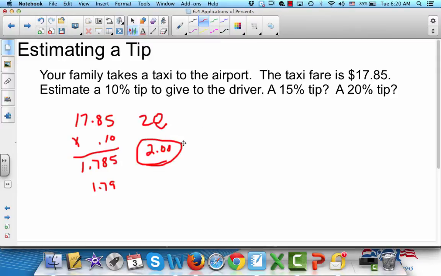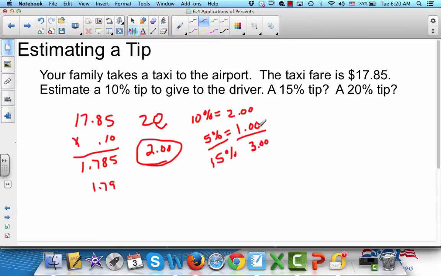Now you can use this information to be able to do a 15% tip also. Okay. So if you rounded it to 20, and 10% is equal to $2, okay? 5% is half of 10%, okay? 5% is half of 10%. So if 10% is $2, 5% would be how much? $1, right? So 15% would be $3. You see how easy that was?